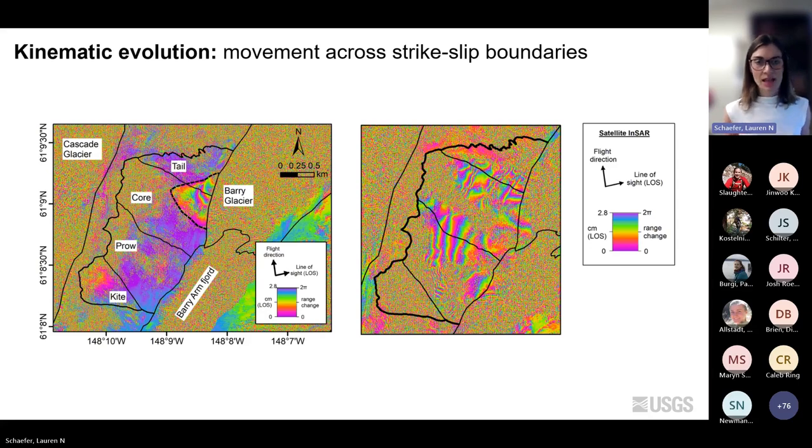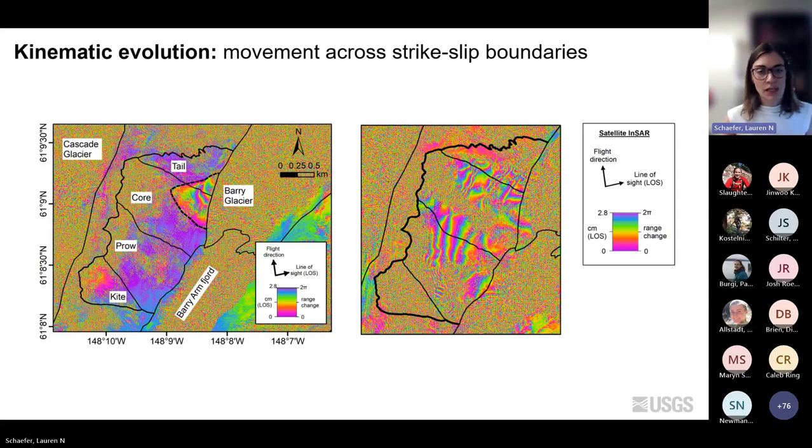The second evidence for kinematic evolution is that we are seeing movement across strike slip boundaries. If things are moving on either side of a strike slip boundary in tandem, as opposed to differentially, this is telling us that that strike slip boundary potentially is not being utilized anymore. So these are two examples, again, from radar.